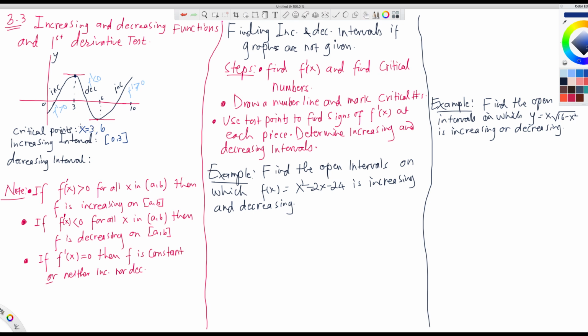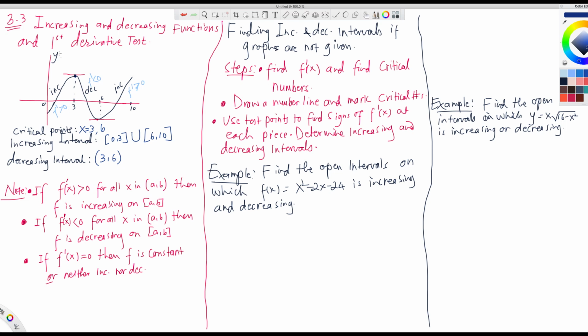Is there any other increasing interval? Yes, there is. If you have two, you separate them by a comma, or you combine them with a U. U is the union. You can write 6 to 10. If the question asks for an open interval, then you write the open interval with parentheses. How about the decreasing interval? The decreasing interval is between 3 and 6. You can write an open or closed interval, depending on how the question is asking. So there are two increasing intervals here and one decreasing interval.